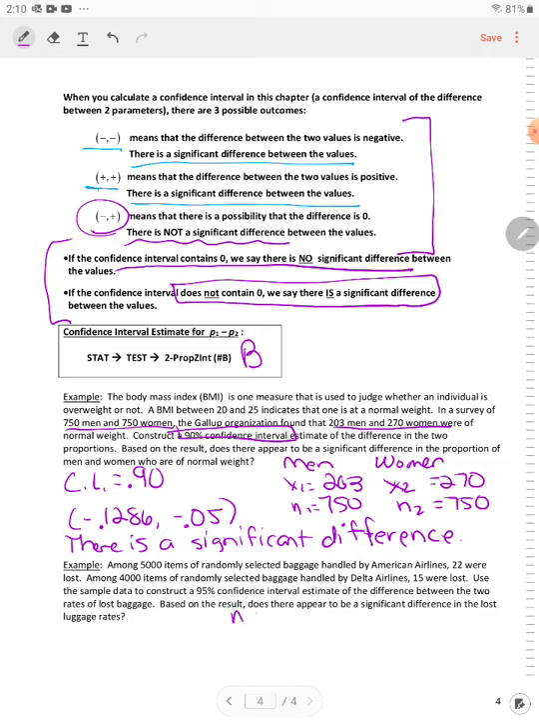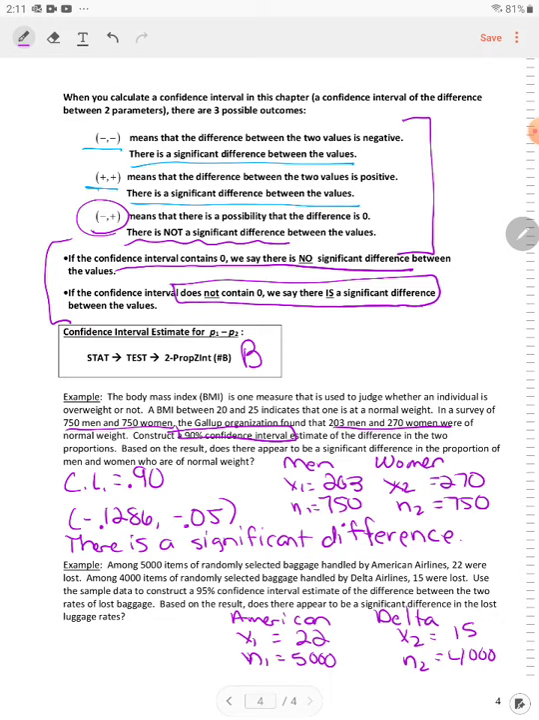So you have American, you have Delta. Again, we've got X1, N1, X2, N2. So X1, 22 were lost by American out of 5,000. 15 were lost by Delta out of 4,000.